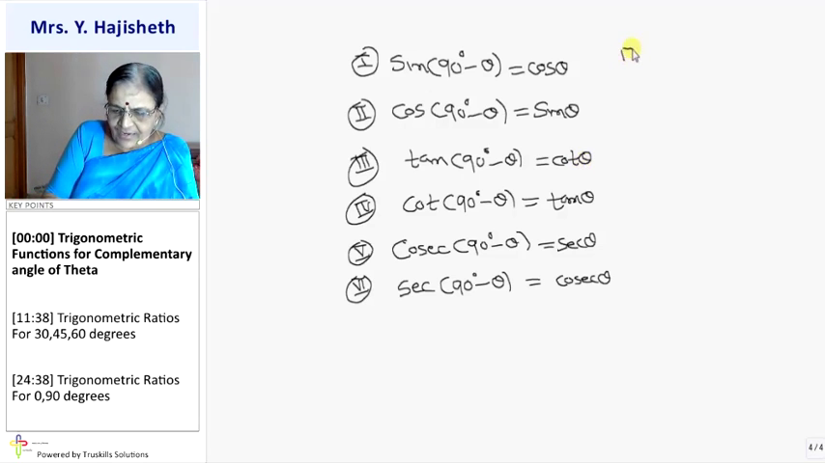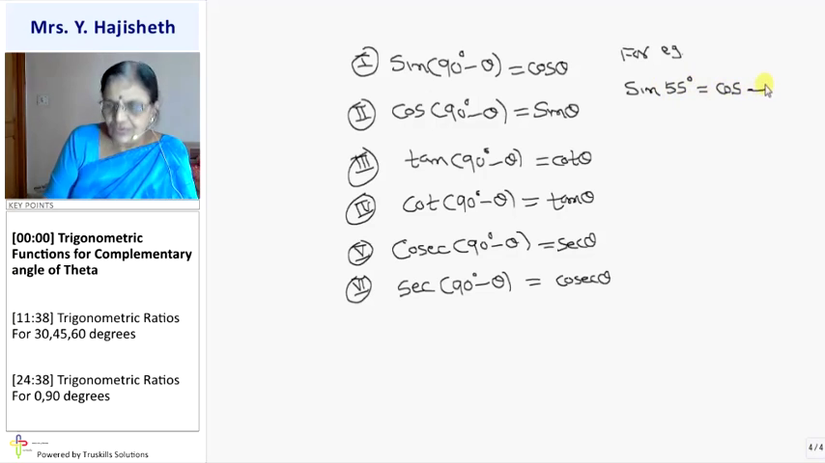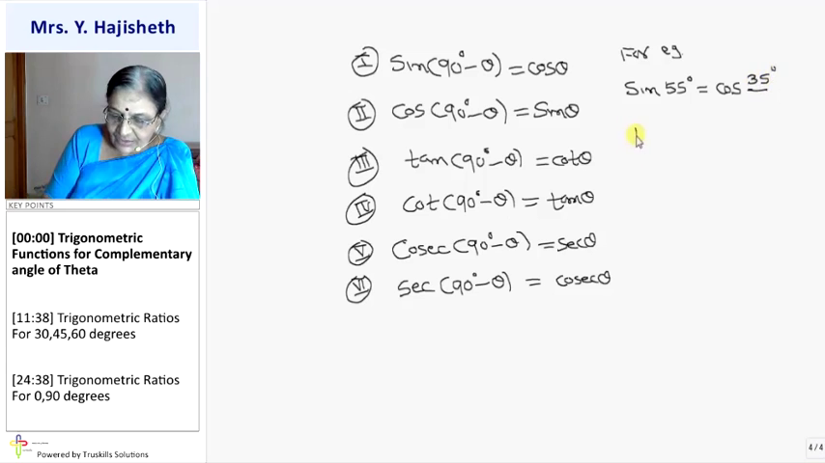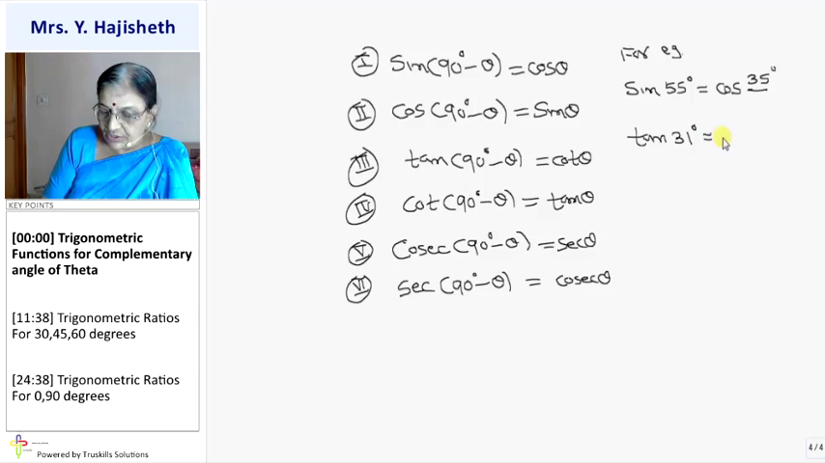So I can write many examples. You give me the answer, okay? For example, sine of 55 degree is cos of what? Cos of dash. What are you going to write in the dash? 90 minus 55. So 35. It won't be 45, right? It's 35. Acha. Tan of 31 degree. What is tan of 31 degree? It is cot of 59 degree. Okay.